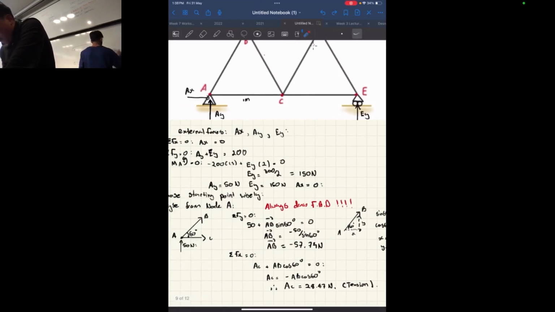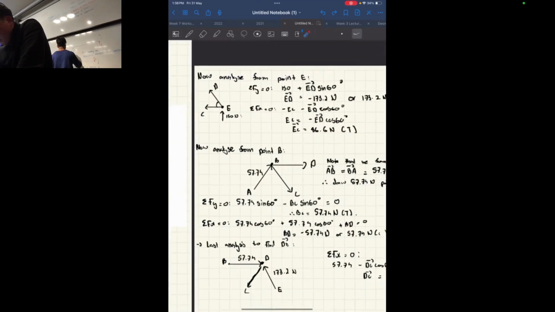So sum of Fx, we've got the member AC acting in the x direction, and the horizontal part of member AB acting in the x direction. So AC plus AB cos 60 equals 0, so AC equals negative AB cos 60. We already found AB from up here. We substitute that to find AC equals 28.87 newtons in tension.